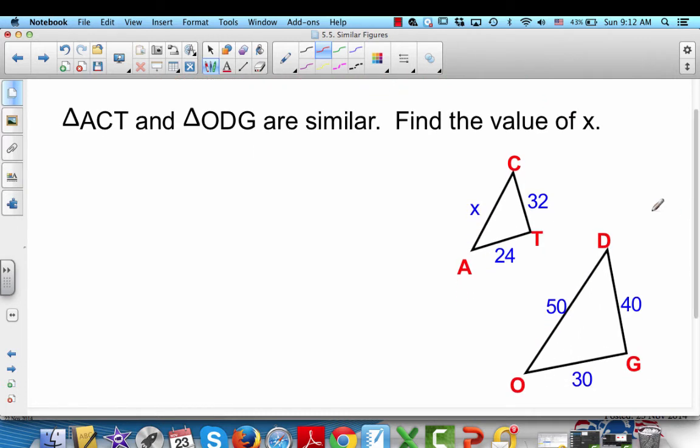Okay, did you see the really humorous little thing that I did right there? It was ACT and ODG, but really it's CAT and DOG, cat and dog. Okay, so anyway, enough with the extraordinary great humor.